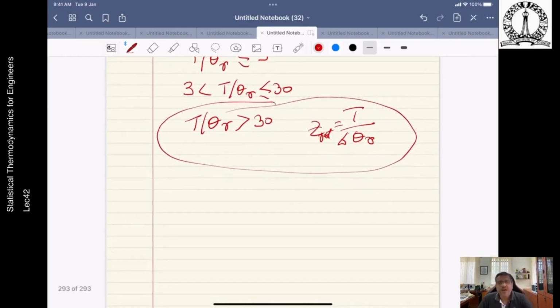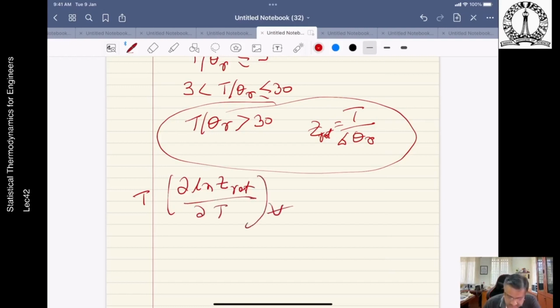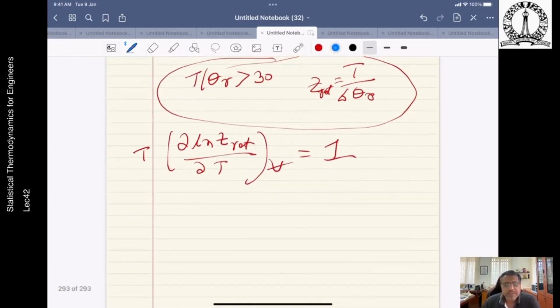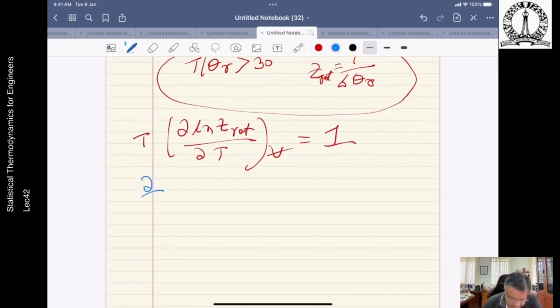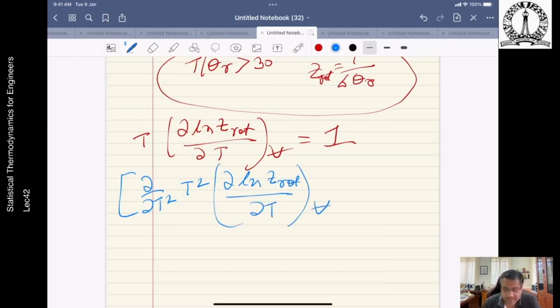So therefore, our two standard partial derivatives. One is the derivative of ln Z rotation with respect to ln T at constant V. This becomes equal to 1. The other one is d by dT squared, of ln Z rotation divided by dT at constant V. This becomes equal to 1 also.